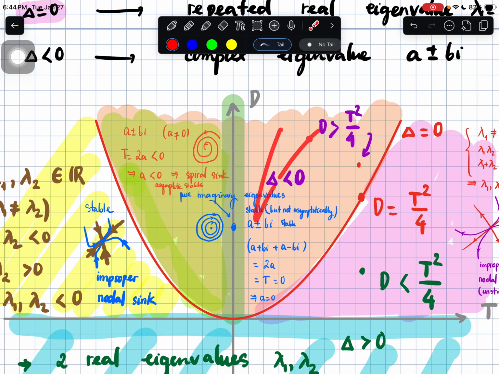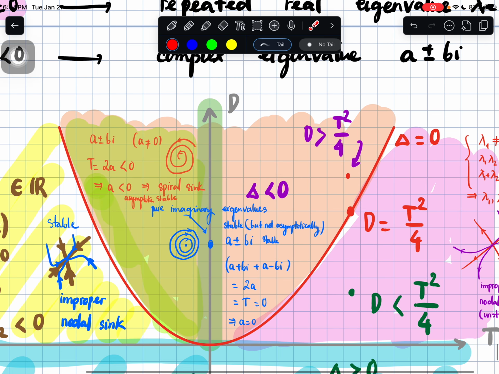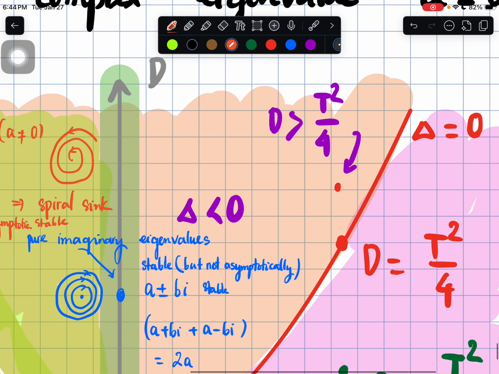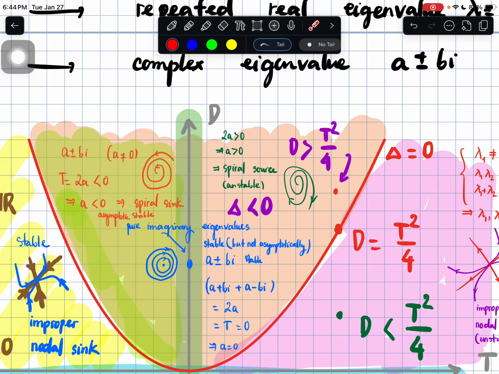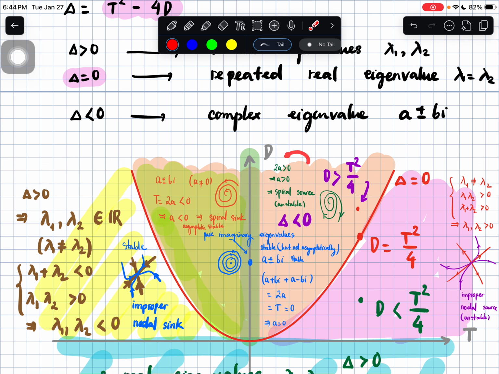The other half, this half, we do similarly. The trace is the sum of the two eigenvalues. So 2 times a is now positive. 2a is positive, so a is positive. So this means we have a spiral source. It is unstable. So for one example, we draw that, and we go up to infinity. We can go clockwise or counterclockwise. So that's for this half.